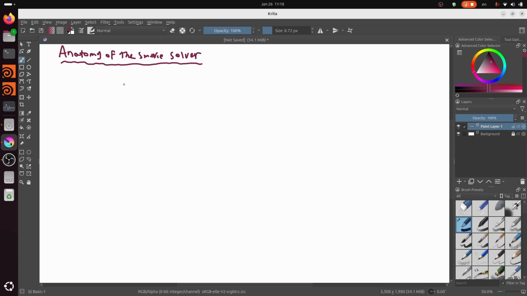In this video we will talk about the anatomy of the smoke solver. And by the anatomy of the smoke solver we mean the gas microsolvers that are used to create a simple smoke solver that is able to handle a simple smoke simulation. We're not going to deal with very complicated things. We're just going to make the simplest example of a smoke solver.